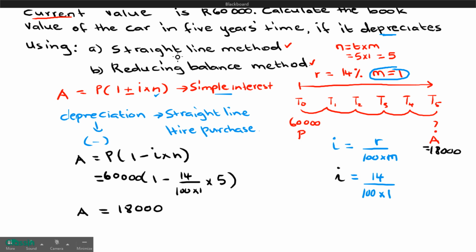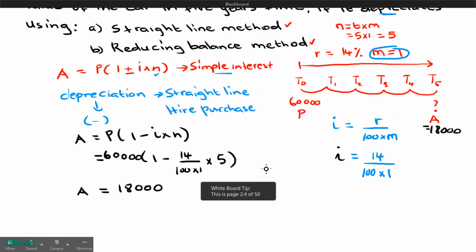Now they said using a straight line method and a reducing balance. When you do the reducing balance, because you have already learned about the reducing balance method, you compare the two solutions and see which one offers a better return. So from the calculation that I already did under reducing balance, let me write reducing balance here.